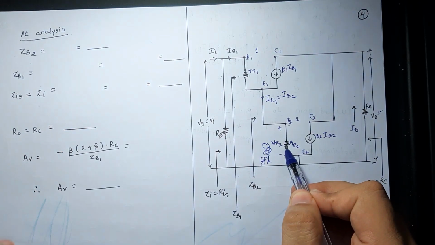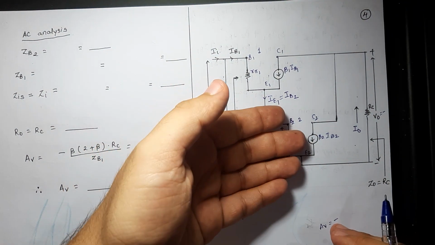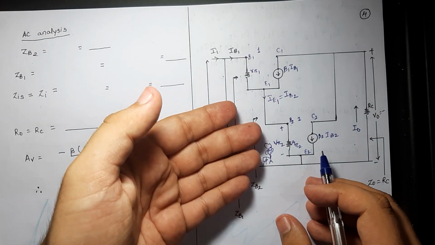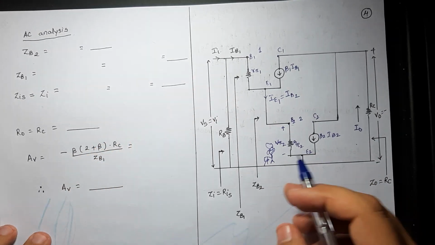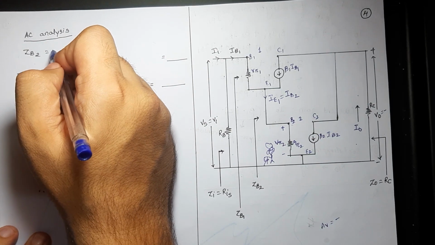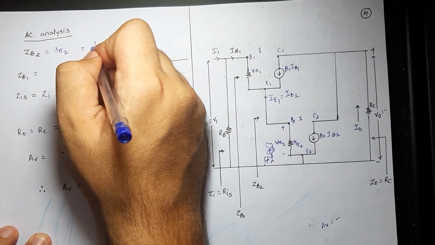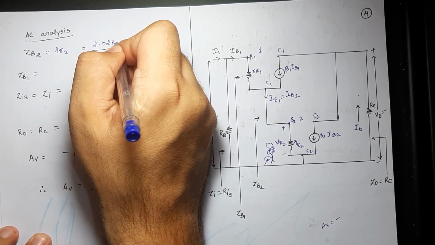When he is able to see into the network, since this is the second stage, hence the name ZB2 over here. If this is ZB2 and if my Amod is standing over and if he's looking into the network, my ZB2 will be simply R pi 2, which is nothing but 2.02 kilo ohms.